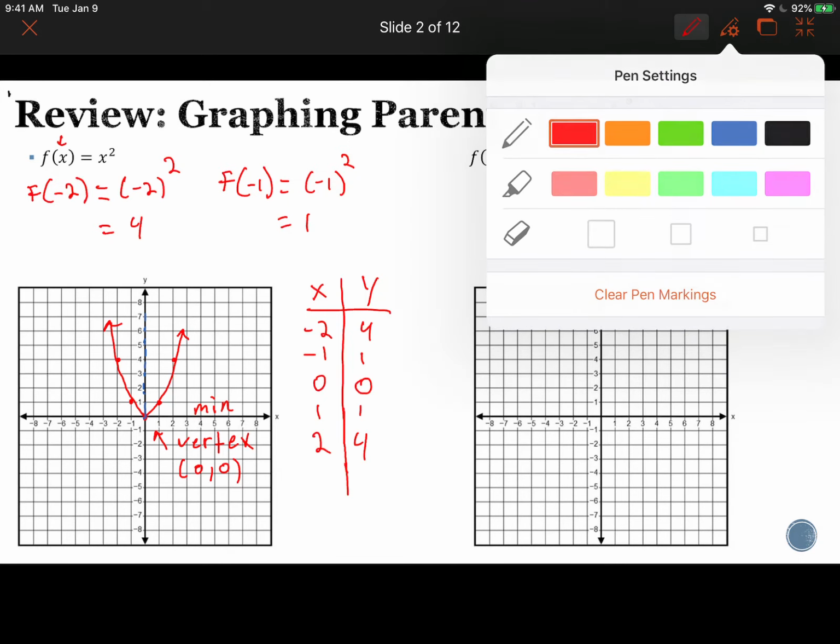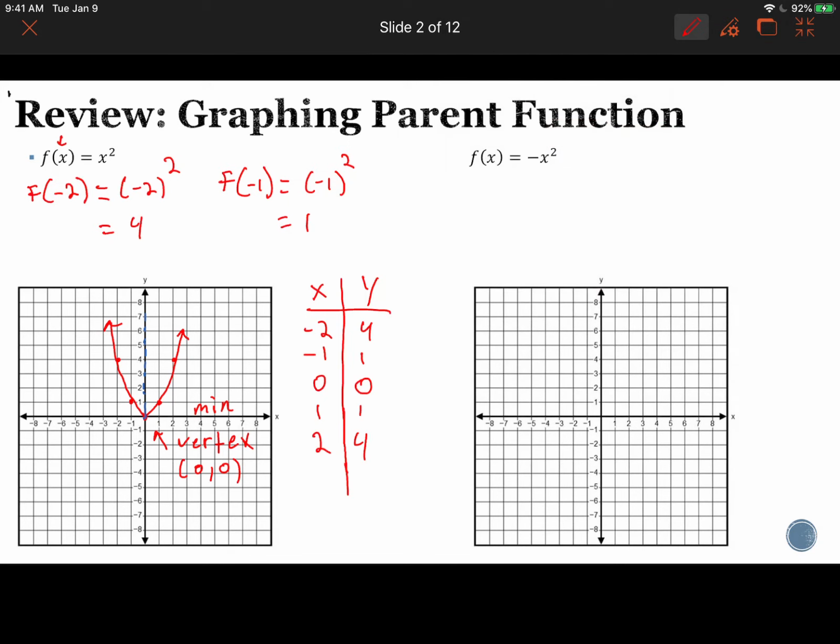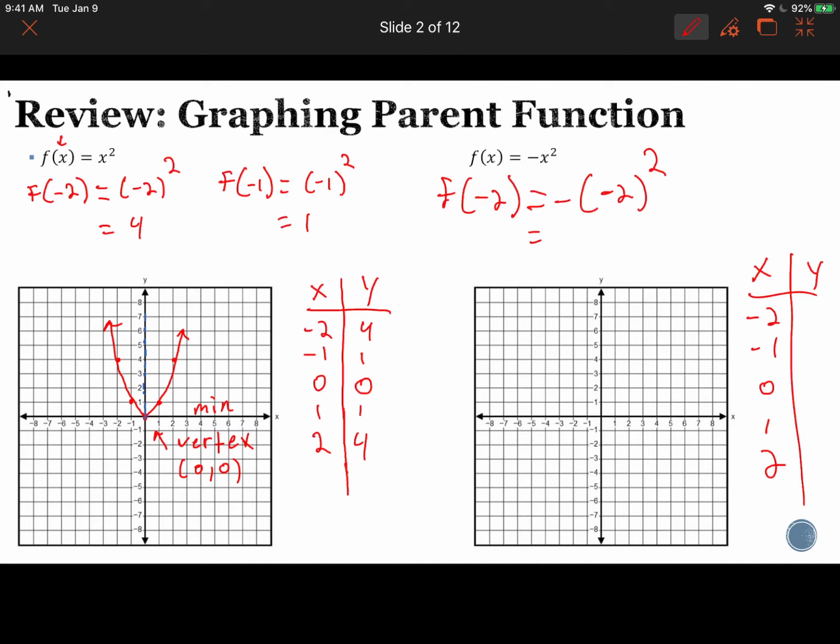Now let's take a look at the other equation. F of x is equal to -x squared. Again, I'm going to start with my table of values. I'm going to choose the same values, -2, -1, 0, 1, 2. F of -2 is equal to -2 squared. -2 squared is +4. Negative times positive is -4. Now, completing the table, I get -1, 0, -1, and -4.